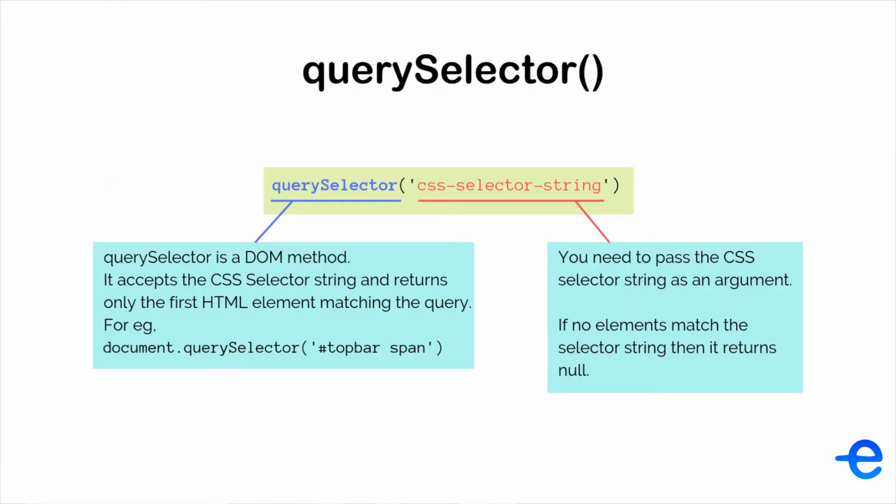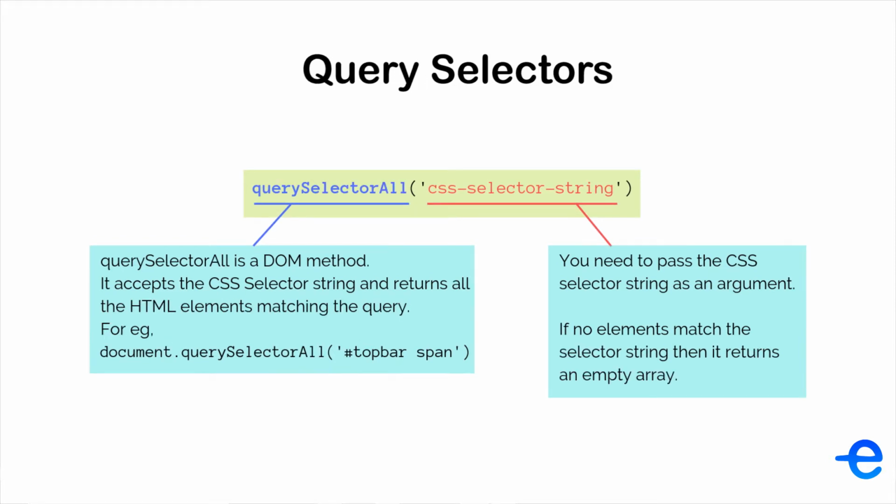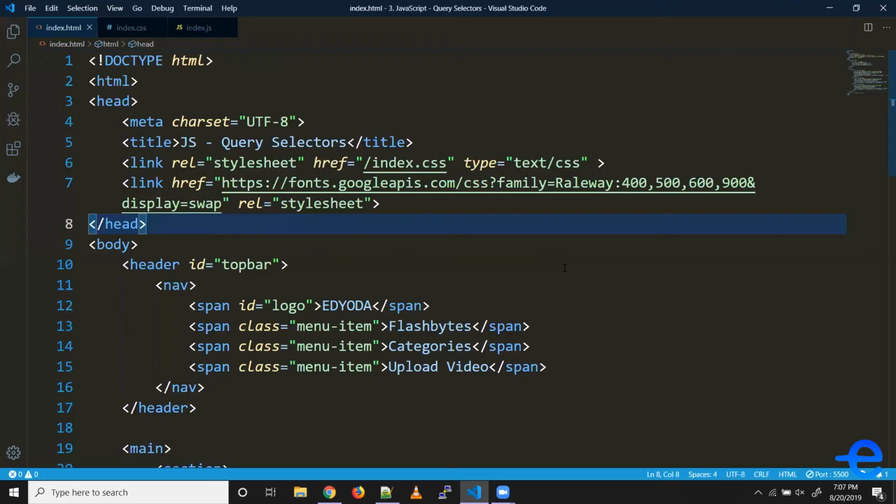The querySelector selects the first item it finds. Say, for example, you want to select the first item with a certain class. So instead of returning all the HTML elements matching that class, it returns only the first one. Whereas querySelectorAll selects all the HTML elements matching the selector. Say, for example, you want to select all the items with a class. You can use querySelectorAll. Let's try some examples to understand these better.